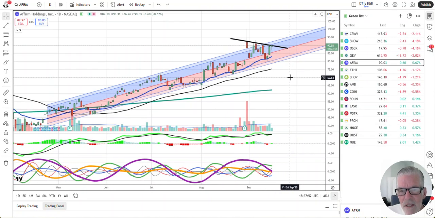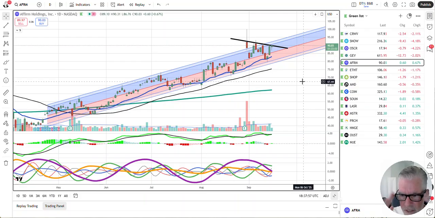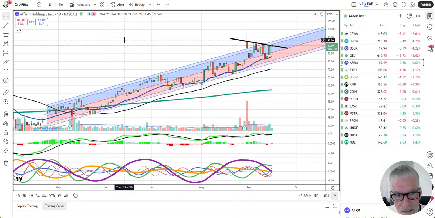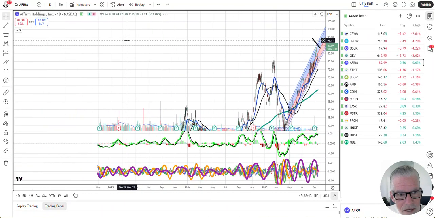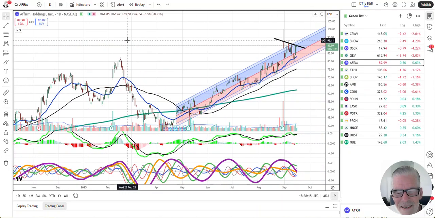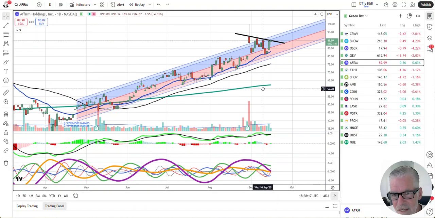Affirm is a good play on consumer loans. And if rates come down, consumer loans get more attractive. You're going to see people going out and buying refrigerators and motorcycles and things like that, and then financing them through Affirm and other payment plans. And this is the setup right here. This is all-time highs. I'm pretty sure. No, it's not. Okay, 52-week highs in any case.